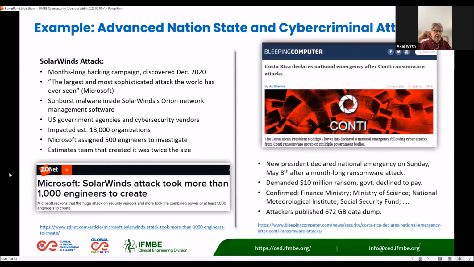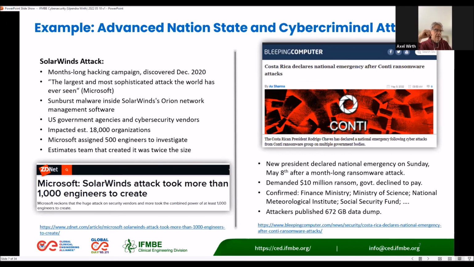A more recent example, in fact, from just a few days ago, is an attack that happened in Costa Rica over the last couple of months. The Conti ransomware group hijacked several government agencies, including the Finance Ministry, Ministry of Science, the Meteorological Institute, the Social Security Fund. They stole and have published 672 gigabytes of data, basically to extort the government. And the incoming president, one of the first things he had to do on May 8th, just a few days ago, was declare a national emergency because of a cyber attack.